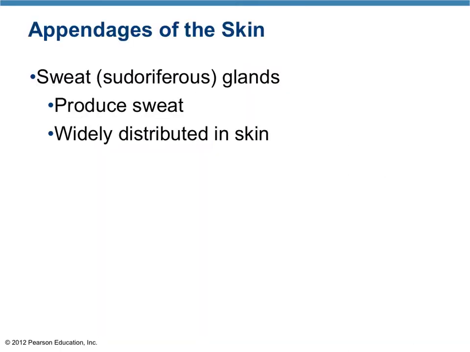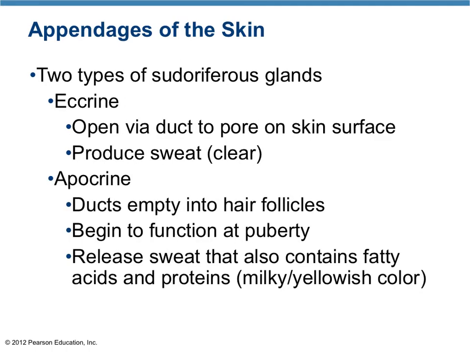Sweat glands are also called sudoriferous glands, and they produce sweat. They are widely distributed over your skin, so you can sweat on most surfaces of your skin. There are two types of sudoriferous glands. So eccrine glands open via a duct or a pore onto the skin surface. They produce sweat, and that's just completely clear.